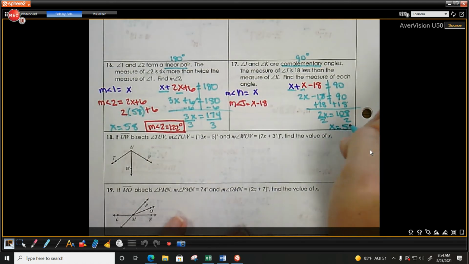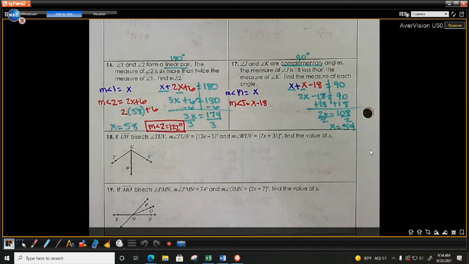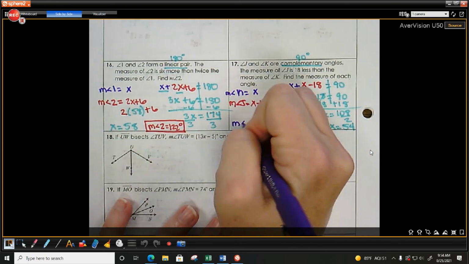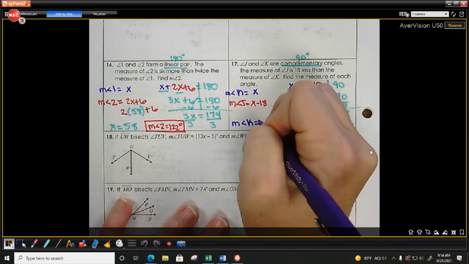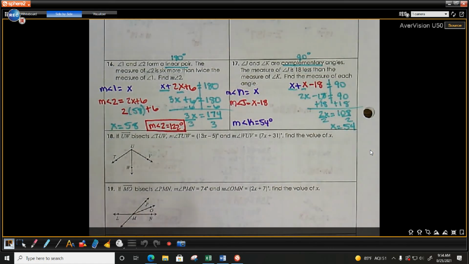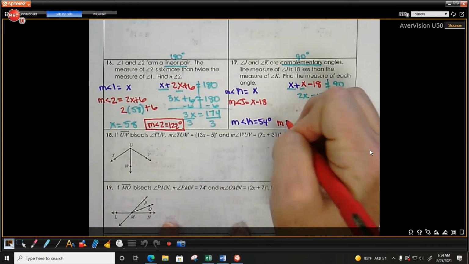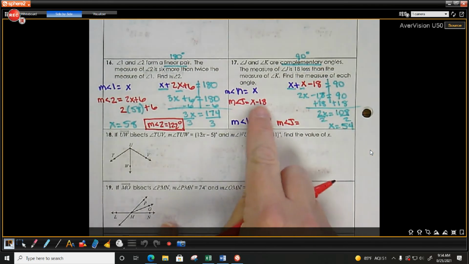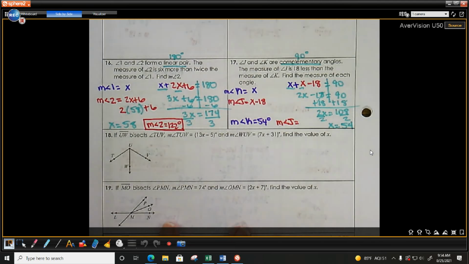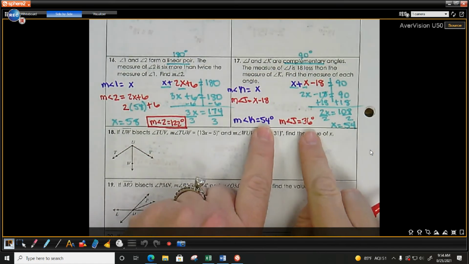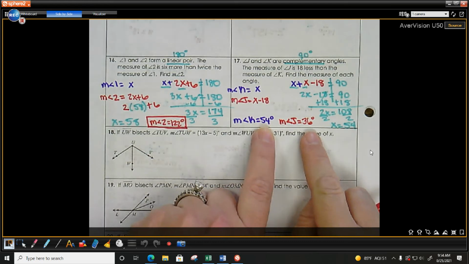So the measure, this time it asks find each angle. So the measure of angle K is 54 degrees, because K is just x. X is 54. The measure of angle J is 54 minus 18, so 36 degrees. If I add these two together, guys, what do we get? 90. Should we get 90? Yep, because they're complementary. Good?